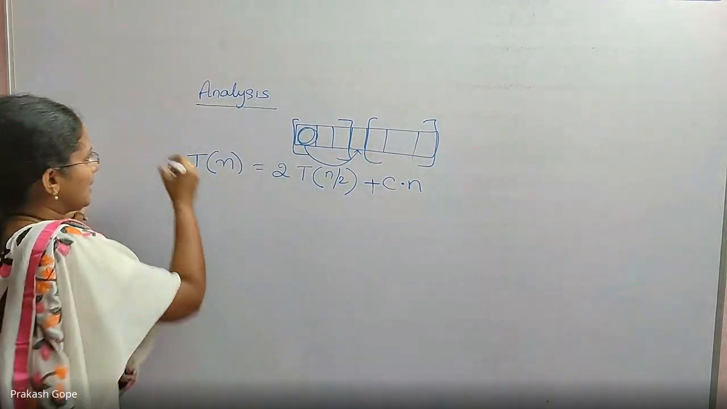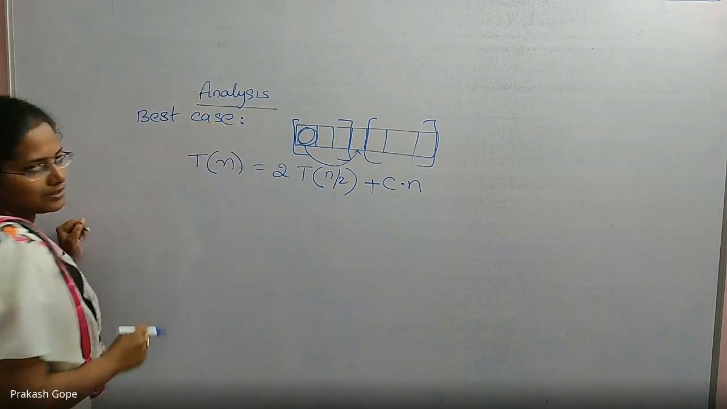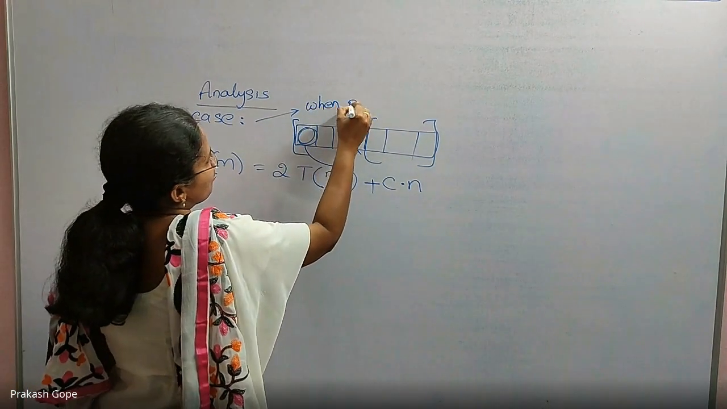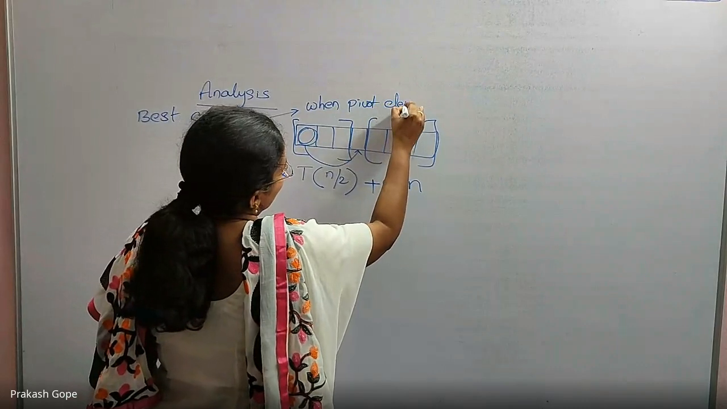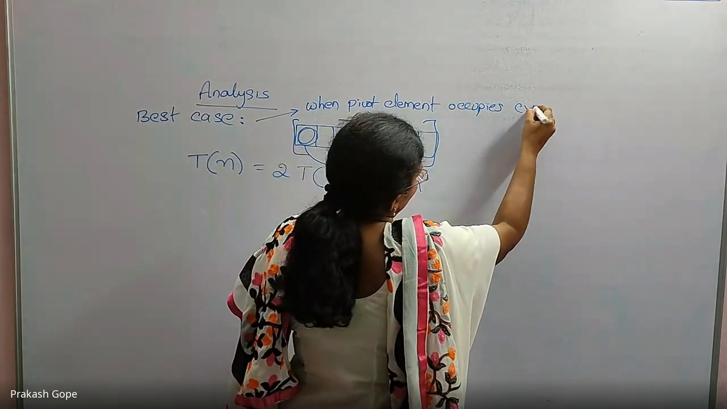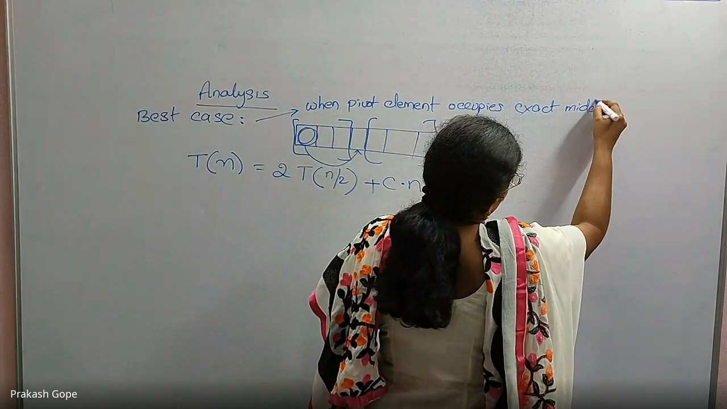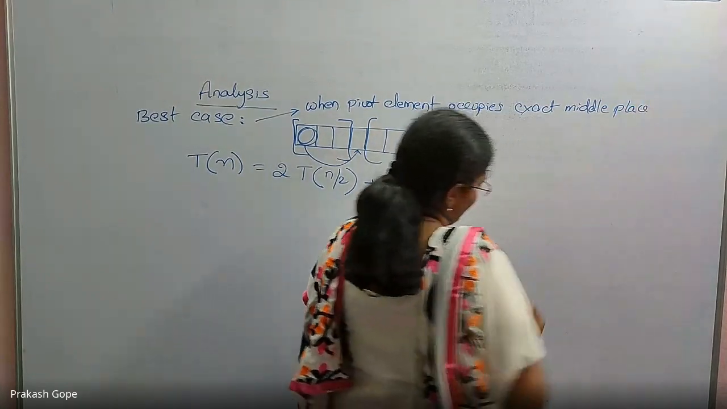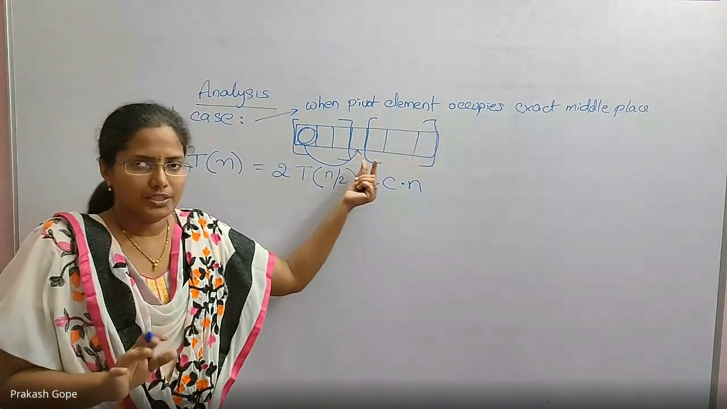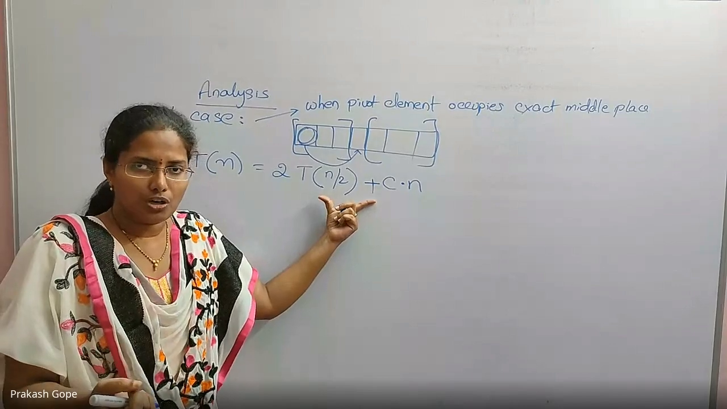and this is called best case. This is best case, and when does best case occur? It occurs when the pivot element occupies the exact middle place or almost the middle place. Okay, so this is best case. In that case only best case occurs, and this will be the recurrence relation. Questions can be on the time complexity or on the recurrence relation.